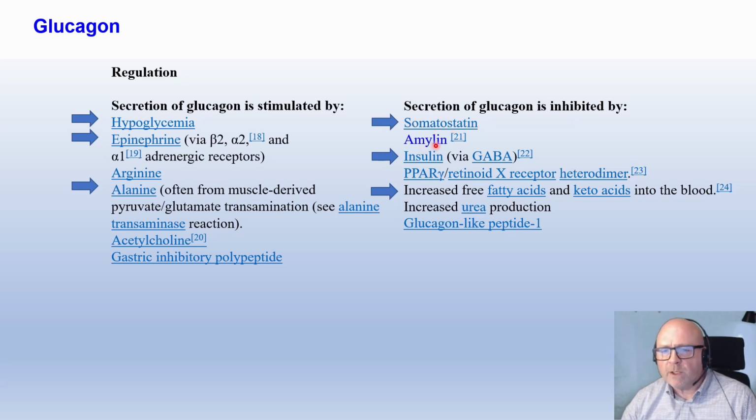Amylin, we just mentioned, is secreted together with insulin. Insulin itself and free fatty acids in the blood also inhibit glucagon. If you have free fatty acids, I guess that could be telling you you've just had a very rich meal, right?